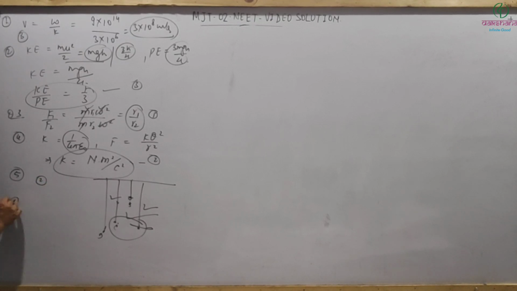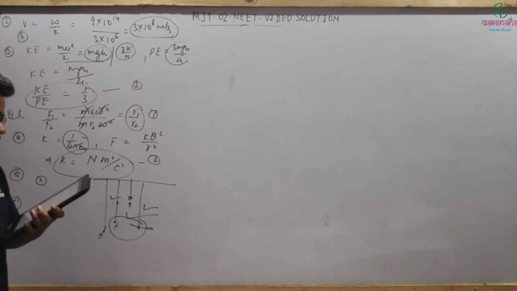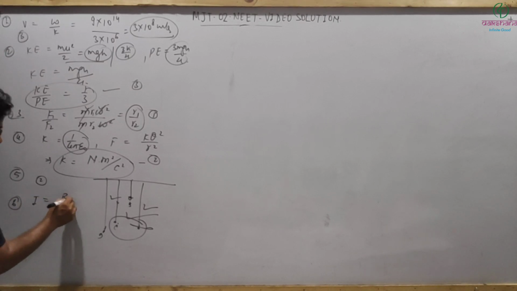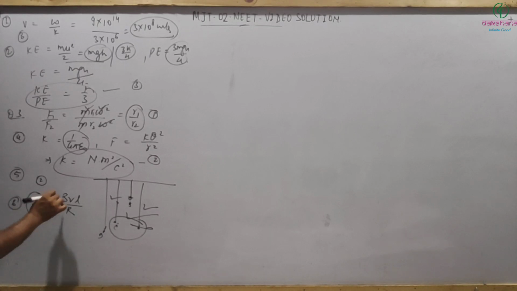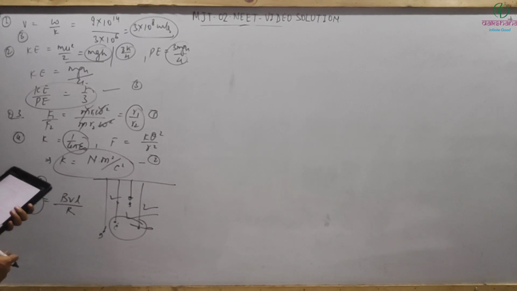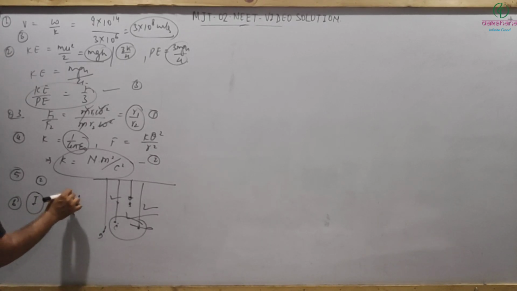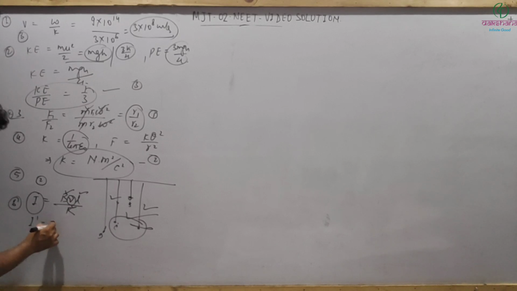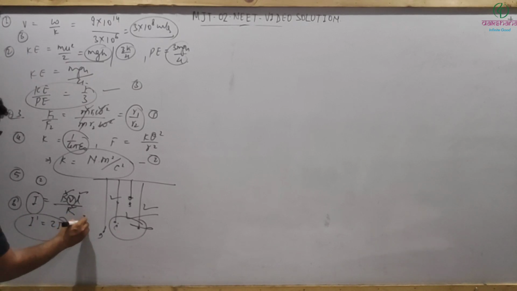Question number 6. A conductor is moving with velocity v in a perpendicular magnetic field and the induced current is I. So the induced current will be the induced EMF, B v L, divided by resistance. This is the current. Now, if the velocity of the conductor becomes double, what will I prime be? The resistance is constant, so the current is proportional to v, so I prime will be 2I. That's matching with option number 3.